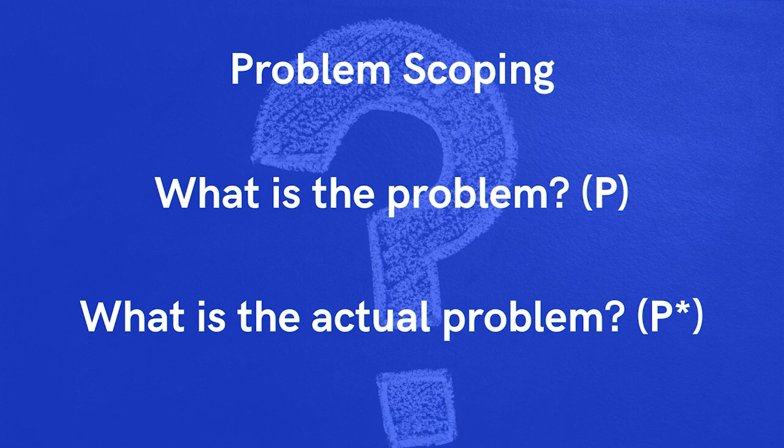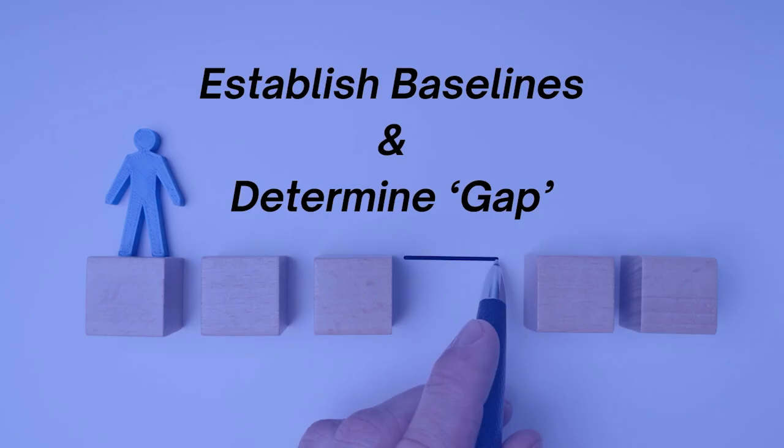So once you've figured out your actual problem, for example, CPT codes are not being assigned to appropriate charts, it's important to establish baselines and determine a gap. Whatever the national baseline is, it's somewhere around 15 to 20% for academic medical centers that should be billing for critical care.